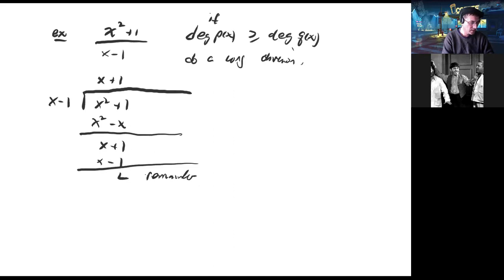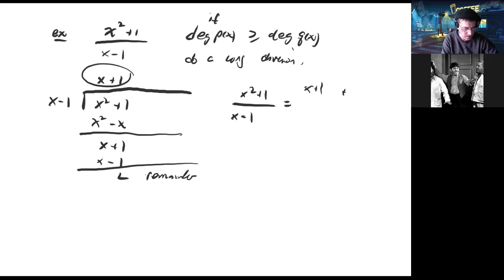Okay, so what this actually means is that x squared plus 1 over x minus 1 is equal to x plus 1, that's this x plus 1, plus 2 over x minus 1. And notice now the degree of the numerator in this remainder piece is smaller than the degree of the denominator. And that's a good situation.